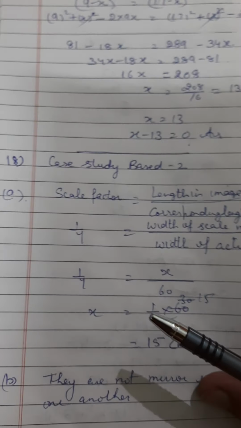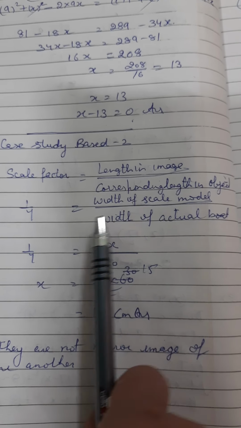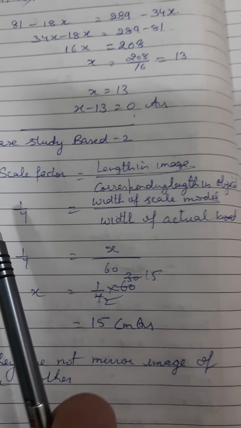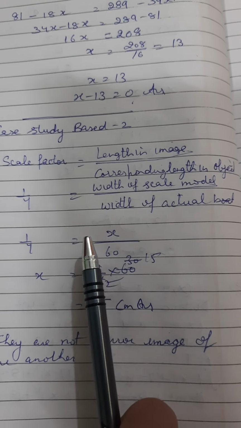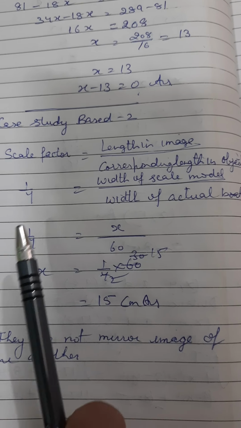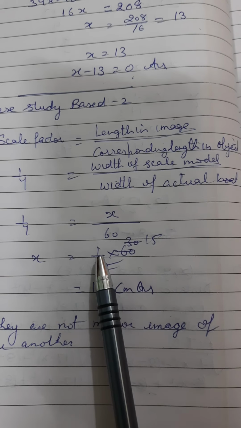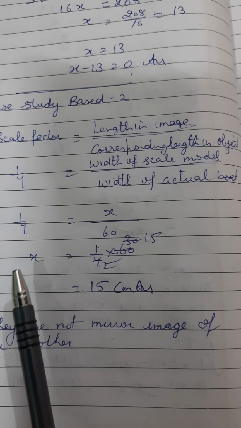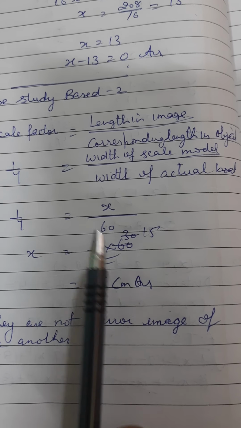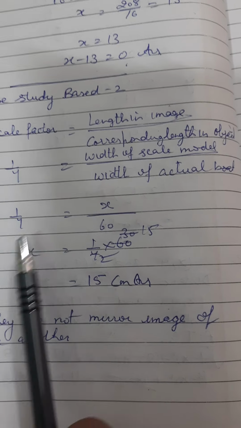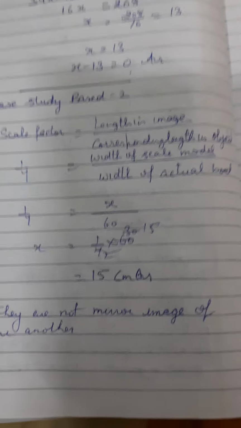See here, this is question number 18, A part. Scale factor is the length in image upon the corresponding length in object. Scale factor here is given 1/4. It is the width of the scale model upon the width of the actual boat. Then 1/4 is equal to x upon 60, because the actual width is given to be 60. After cross multiplying we get x is equal to 1/4 into 60. On cancelling we get x is equal to 15 centimeter.